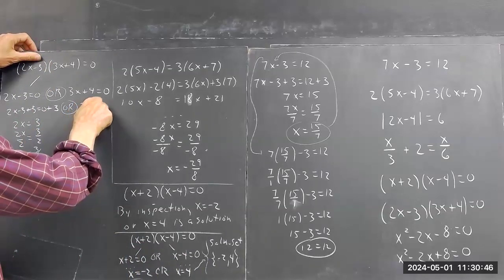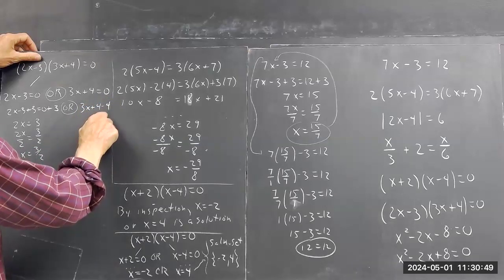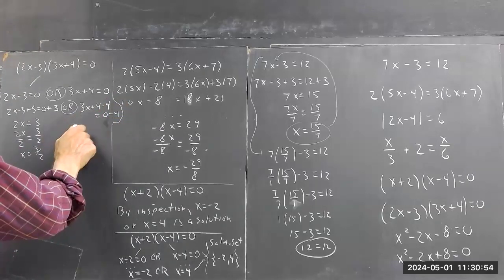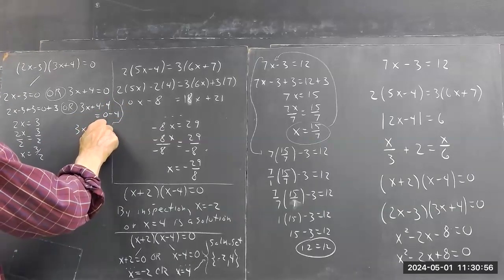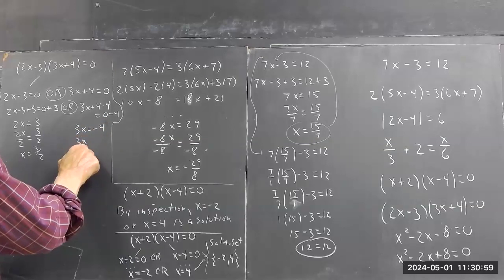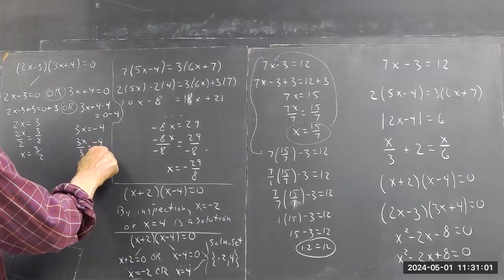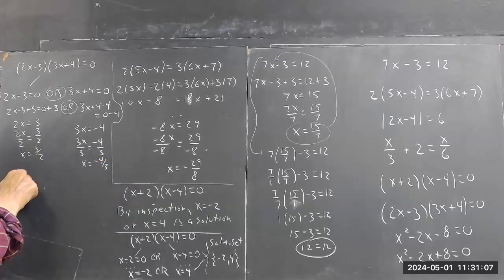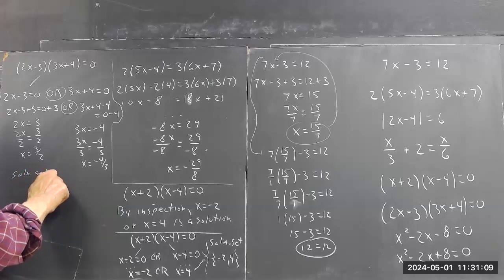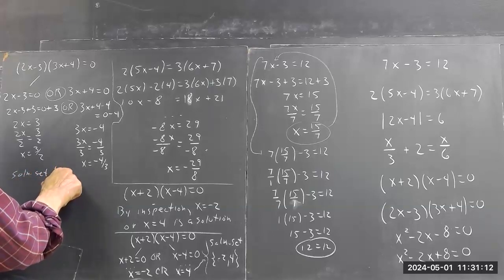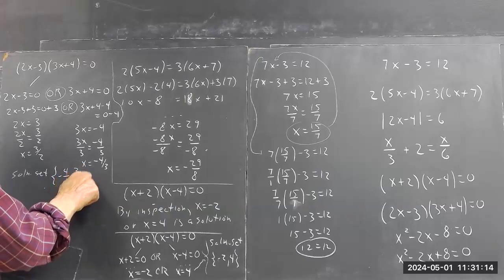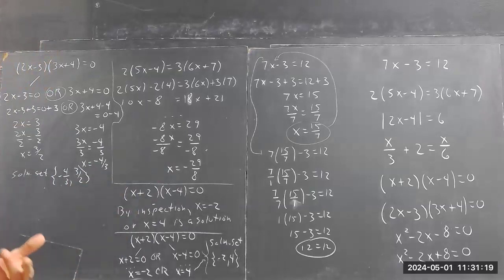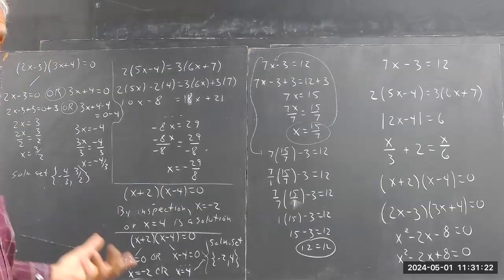You get 3x plus 4 minus 4 equals 0 minus 4. And this is very straightforward. You get 3x equals negative 4. 3x divided by 3 equals negative 4 divided by 3. x equals negative 4/3. Your solution set is negative 4/3, 3/2. Now, in every case, it should be an automatic part of the process when you solve a problem that you check.